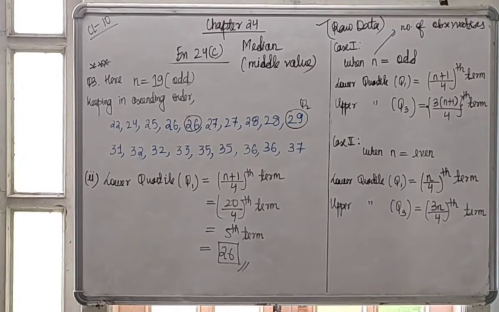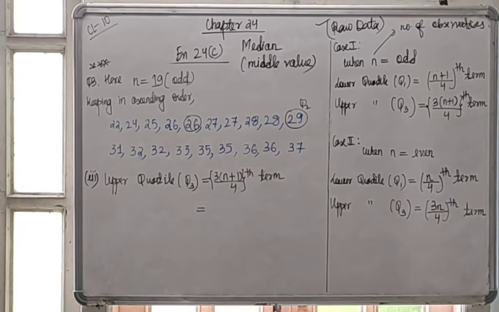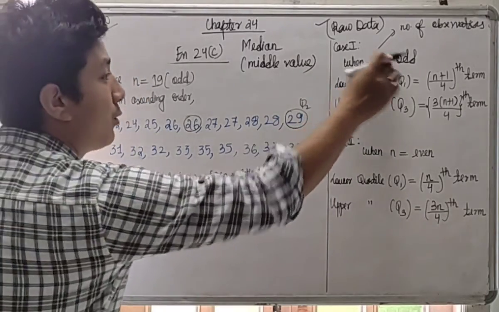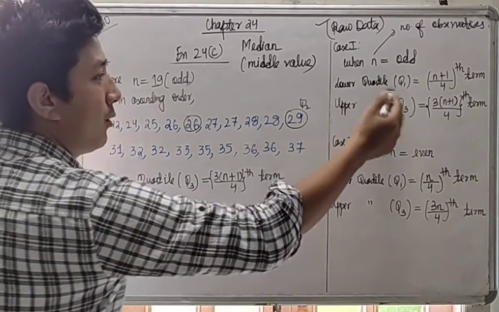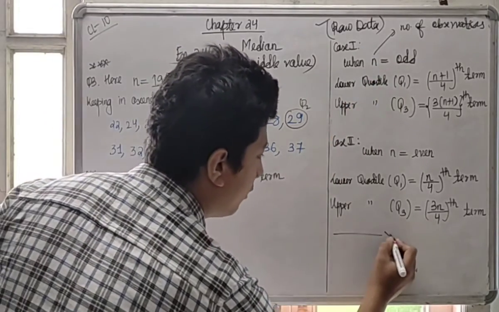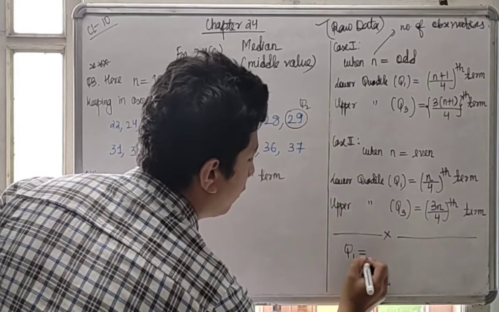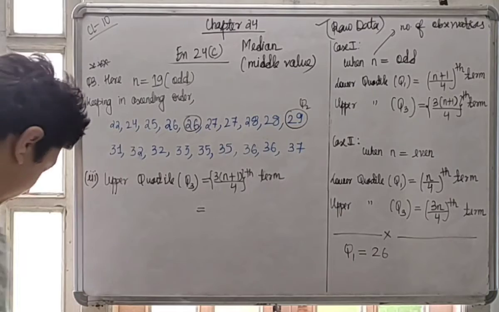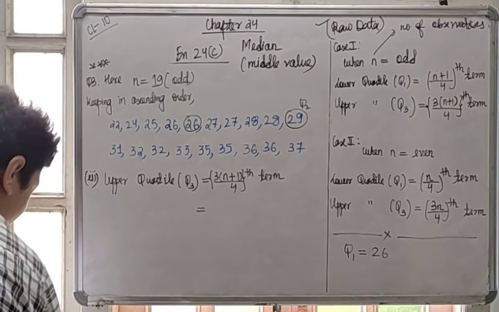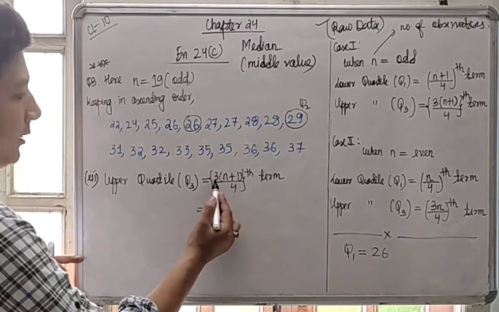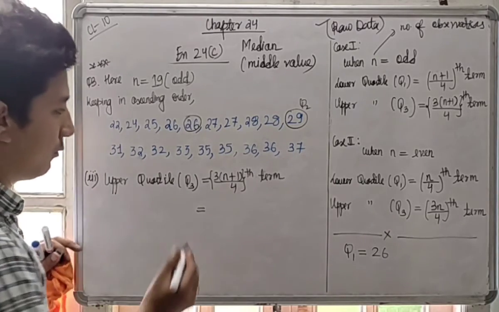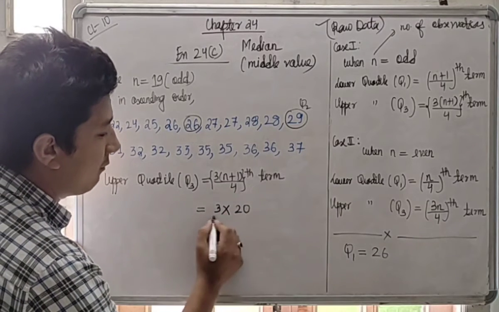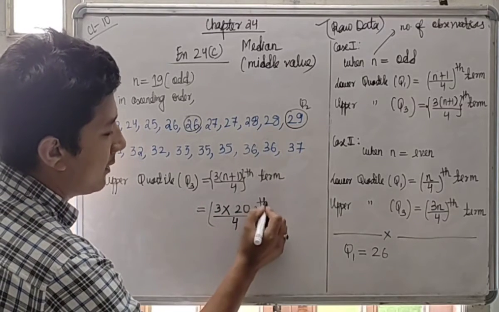Let's now find the upper quartile, right? All right, boys, the upper quartile when n is odd. When n is odd, I got the lower quartile. What was the value for the lower quartile? Lower quartile Q1 was 26, right? Now I need to find the upper quartile, which is Q3. The formula is this: 3 times (n plus 1) divided by 4. So 3 into (n plus 1) means 3 times 20, divided by 4, th term.